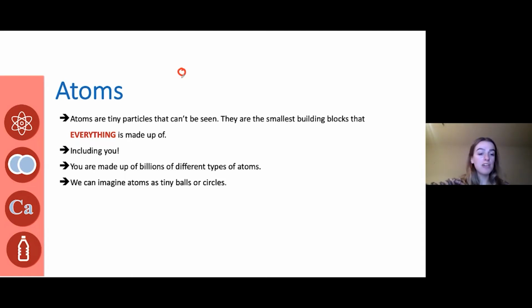There is nothing around you that isn't made of atoms. The only place where we would find an absence of atoms is in space, and that's why space is referred to as a vacuum. So atoms are tiny things that make up everything else.